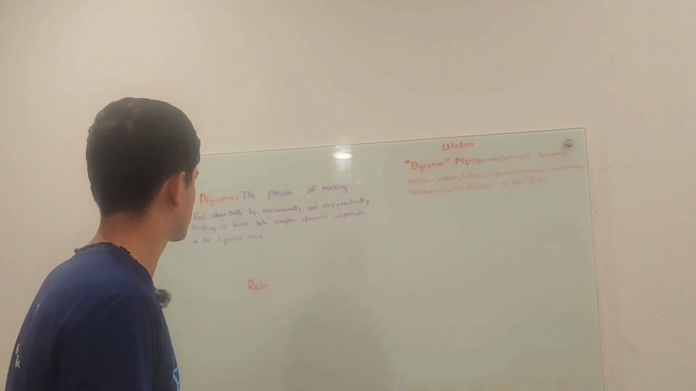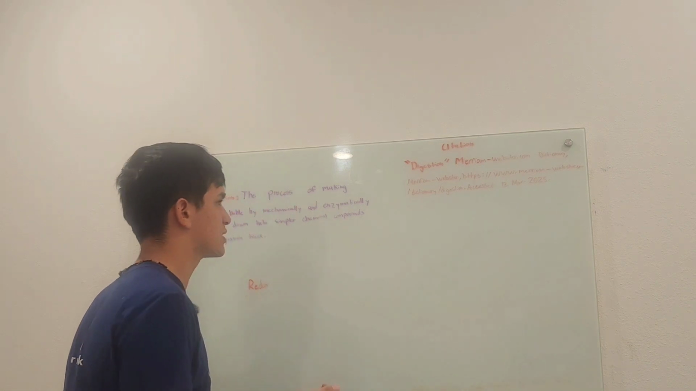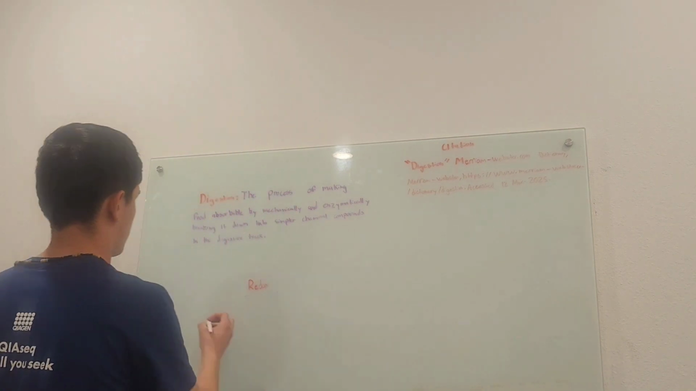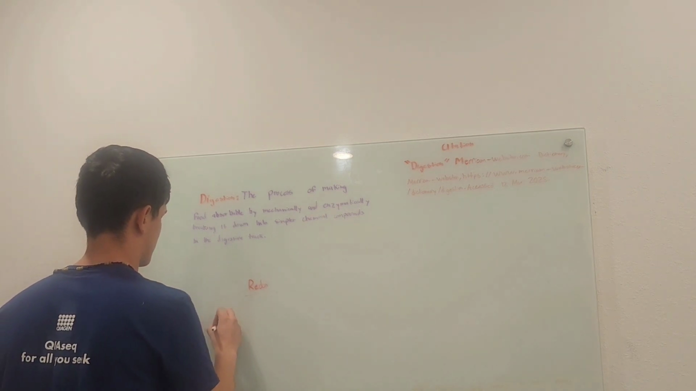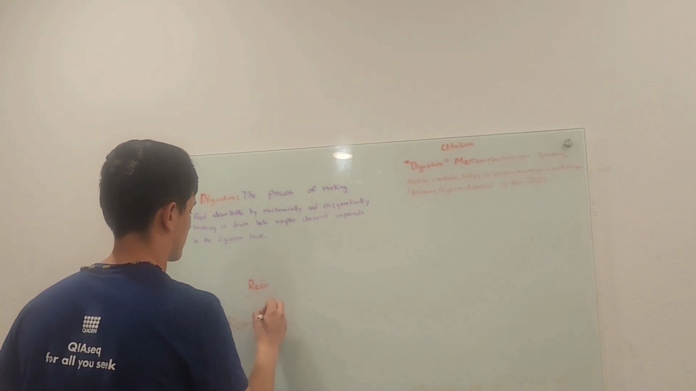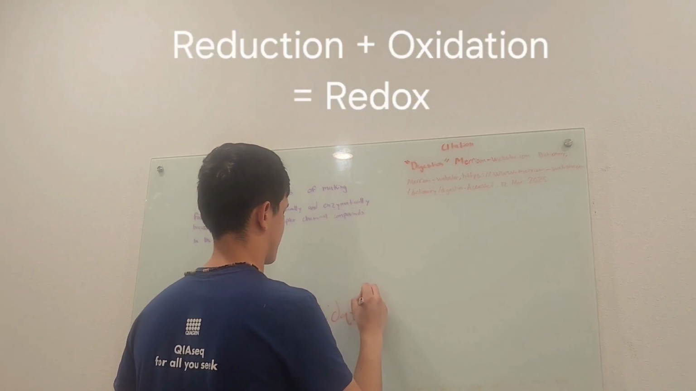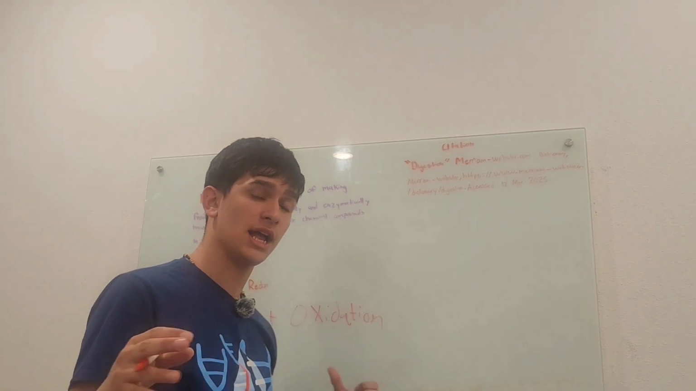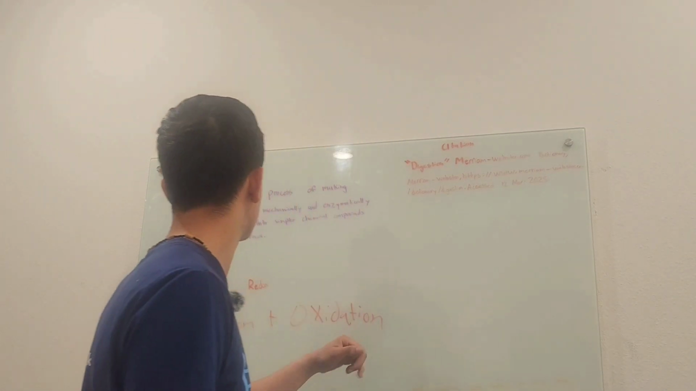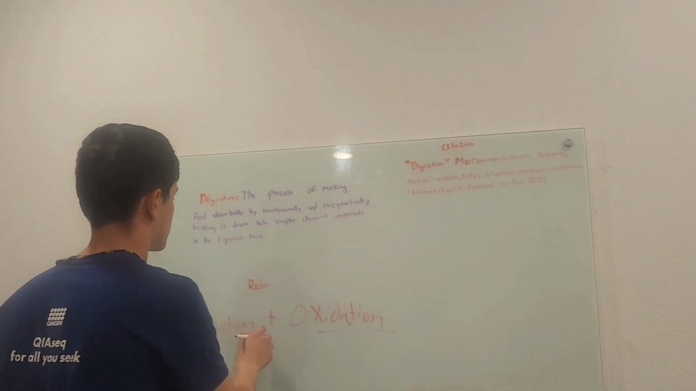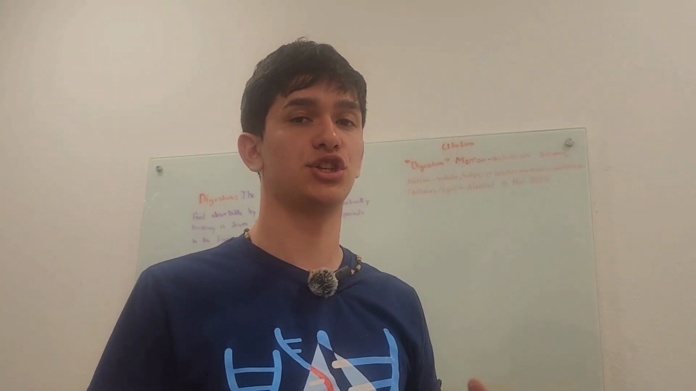So where do redox reactions come into the game? A redox reaction is a combination of reduction plus oxidation reactions. In digestion, there are multiple parts where the reduction and oxidation reactions come into play to make digestion happen.